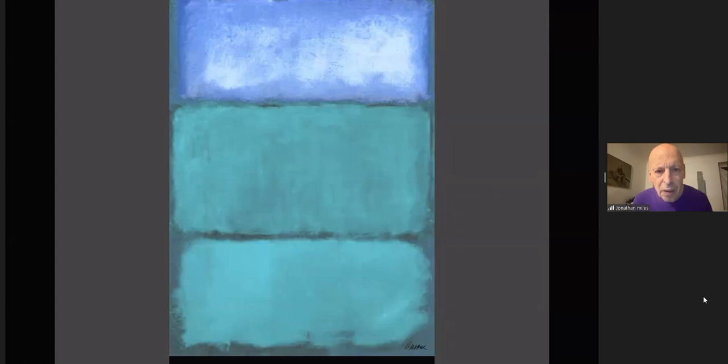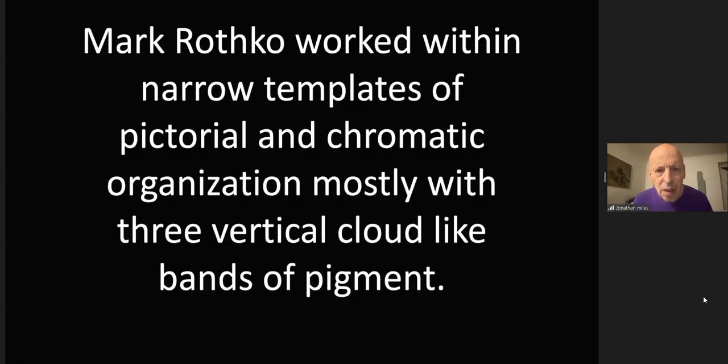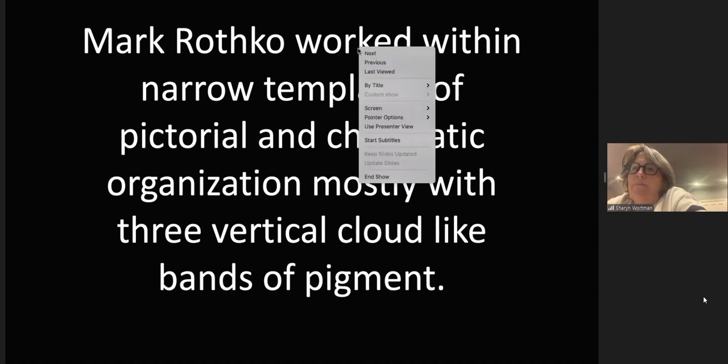It's Rothko. Mark Rothko worked within narrow templates of pictorial and chromatic organization, mostly with three vertical cloud-like bands of pigment.